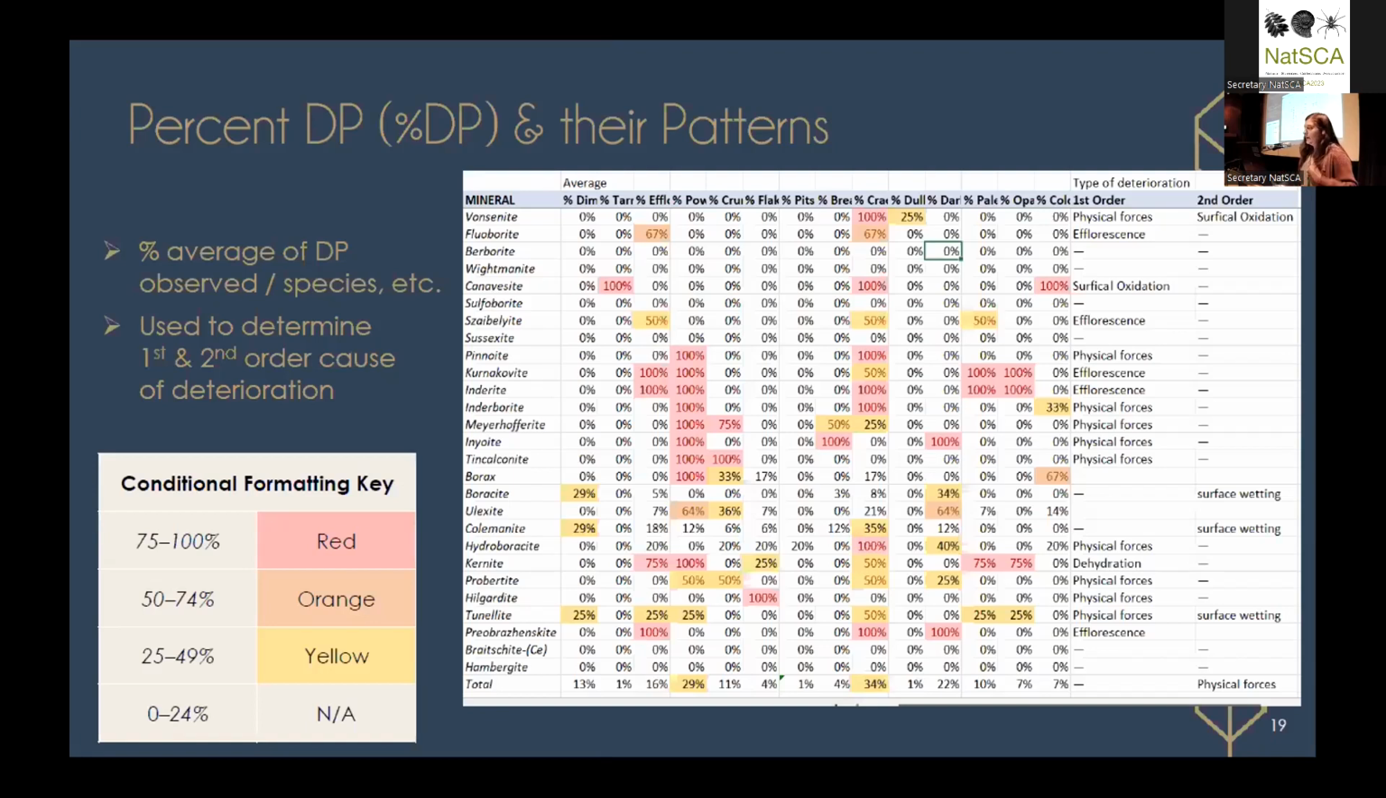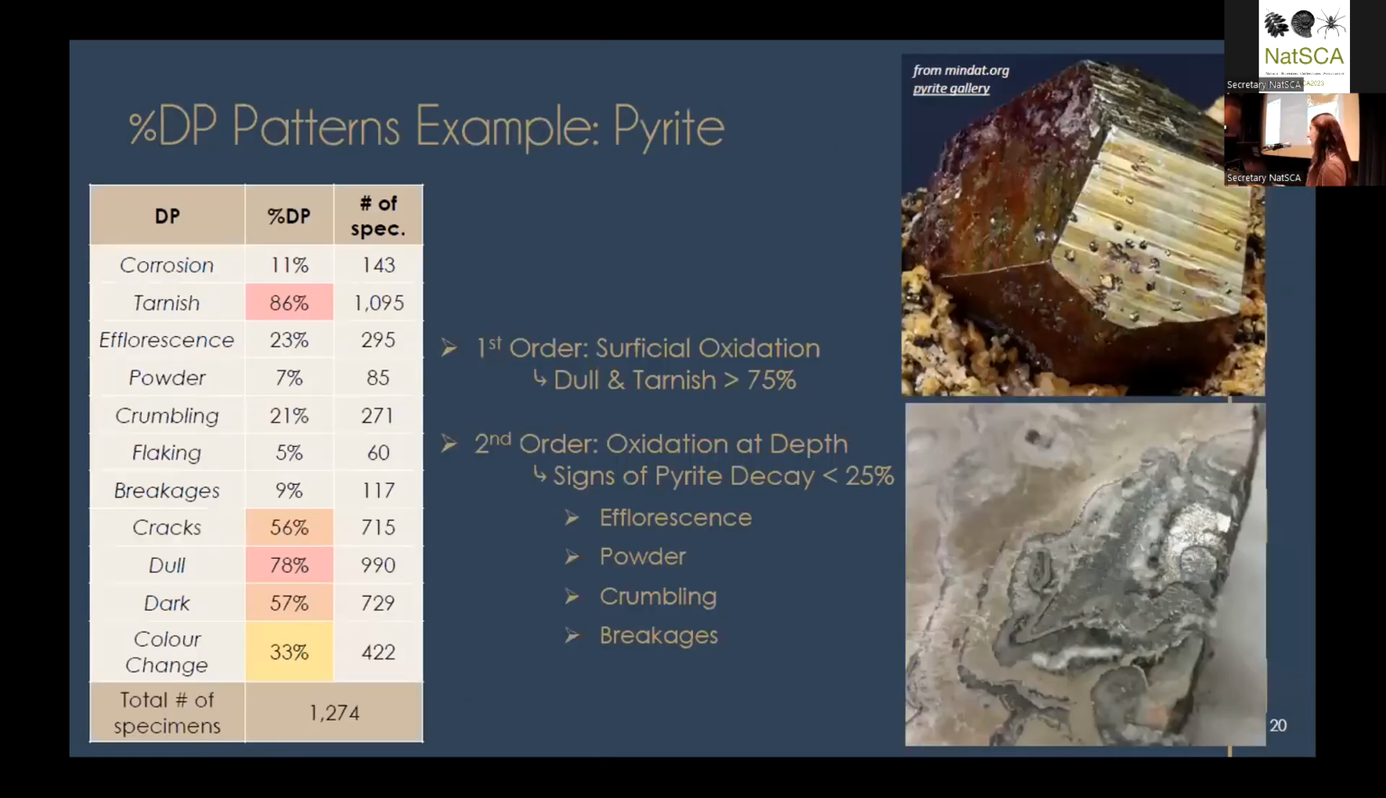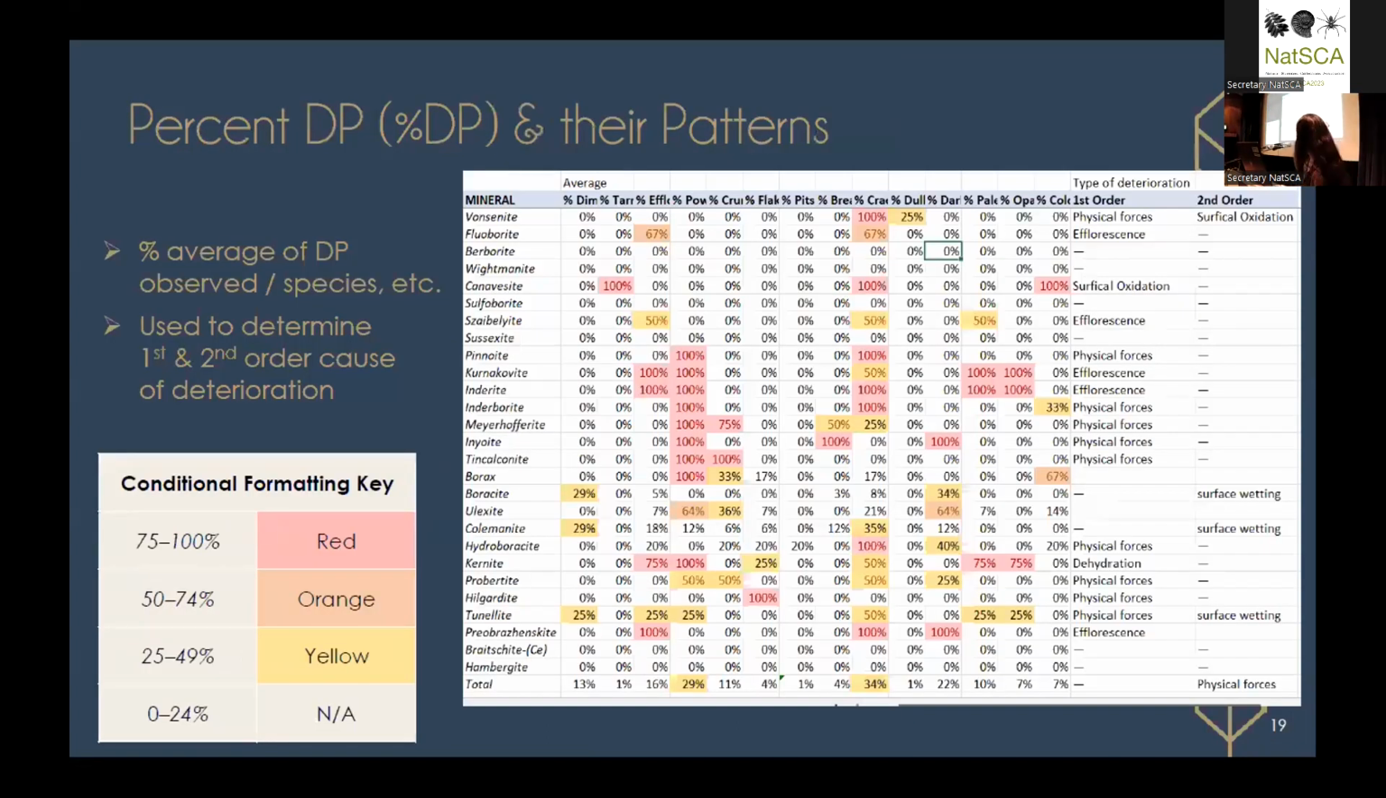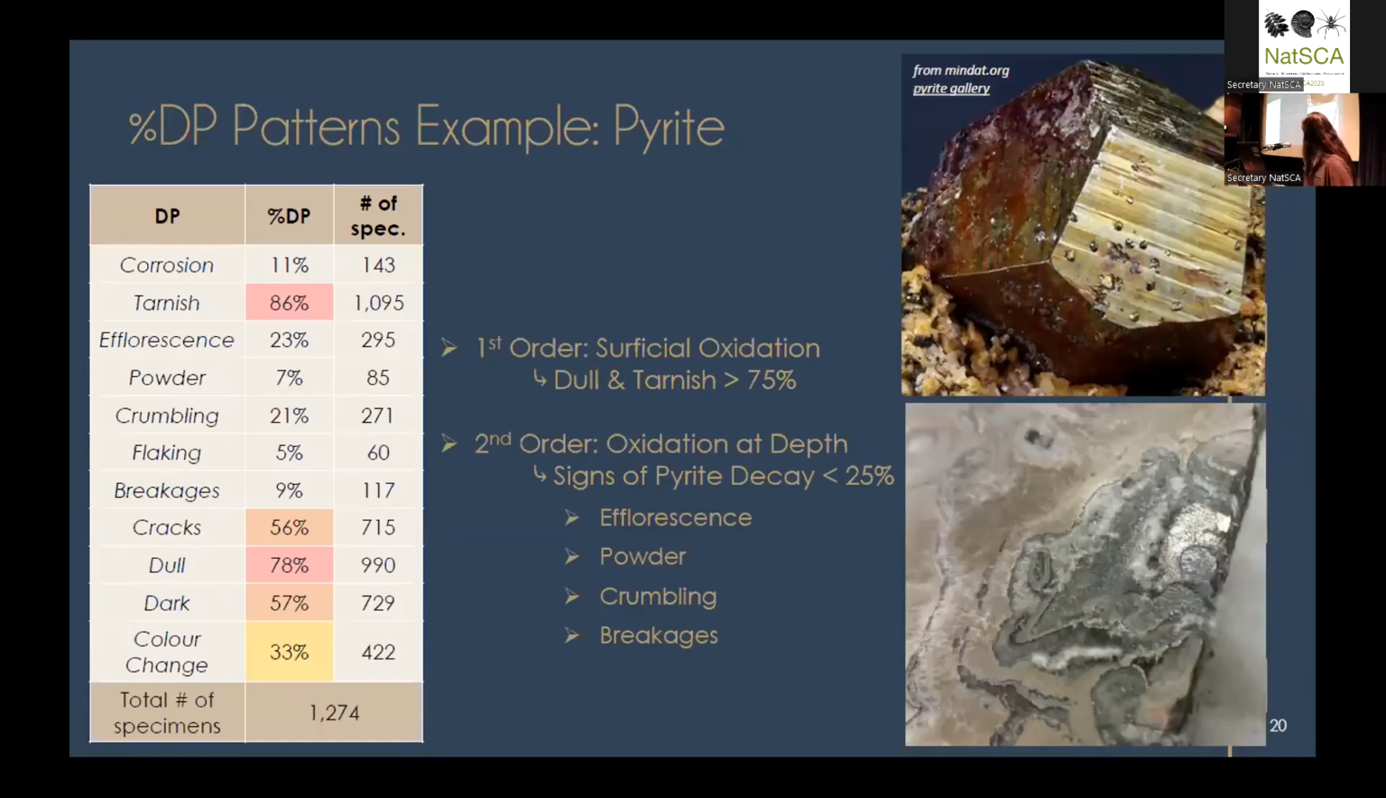I'm going to demonstrate this with an example, back to good old pyrite. The percent DP column is essentially one of these rows, just to understand the translation here. Here we see that dull and tarnish affect more than 3/4 of all pyrites surveyed. This to me tells me that the first reaction type is superficial oxidation. This is supported by the percents for dark and color change. Cracking at 56% is significant, but in this instance, it's largely ignored because cracking can occur for various different reasons.